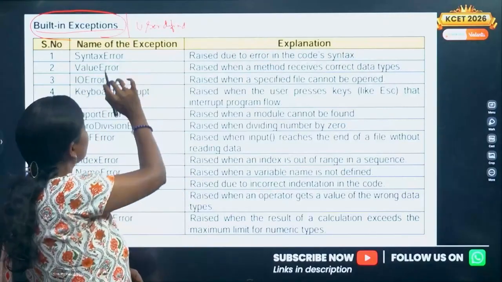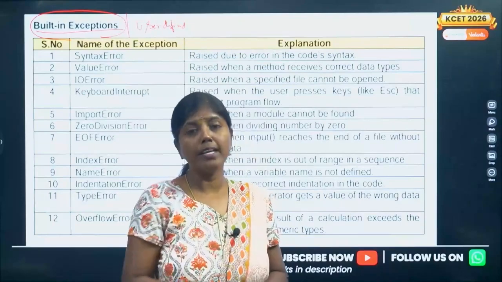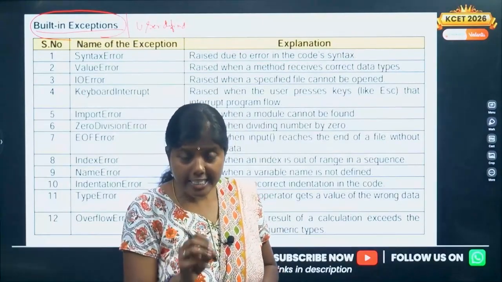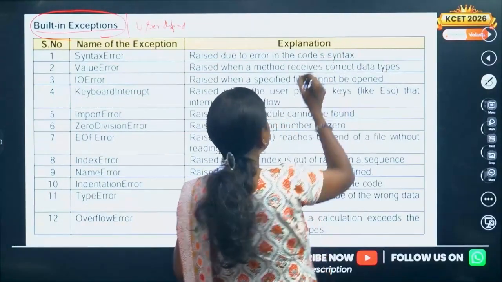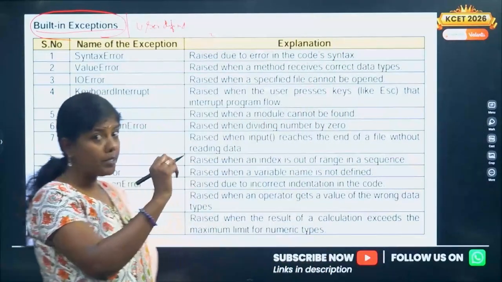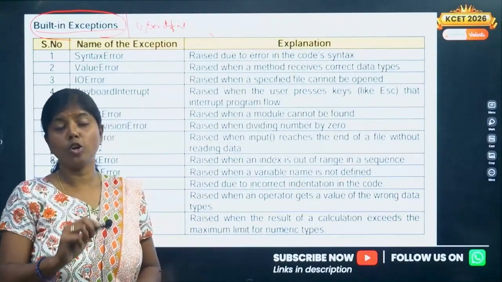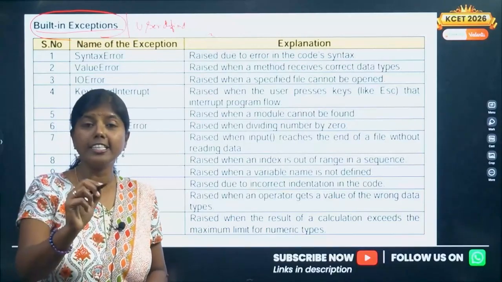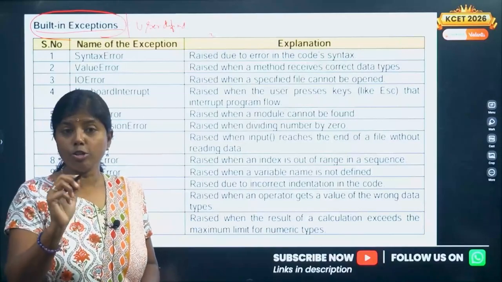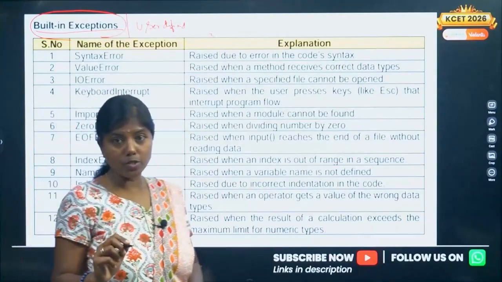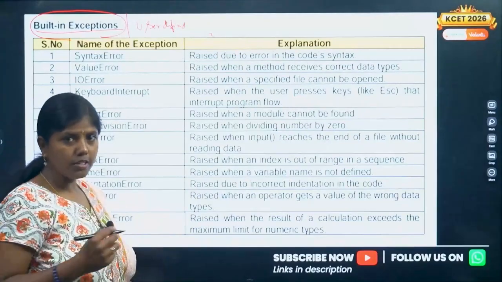First we have the syntax error. As I already told you, it basically violates the rules of the programming language. Built-in exceptions are commonly occurring errors that are defined by the interpreter and they are automatically triggered. What are the different built-in exceptions? We have syntax error, value error, IO error, and there are so many others. We'll go one by one.